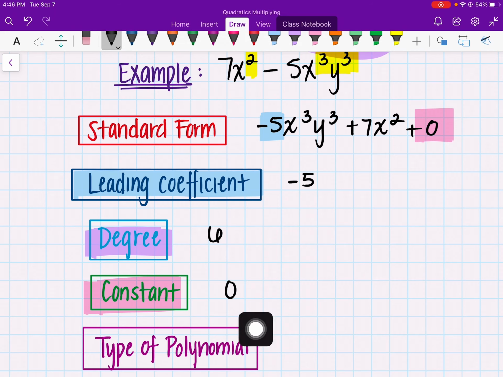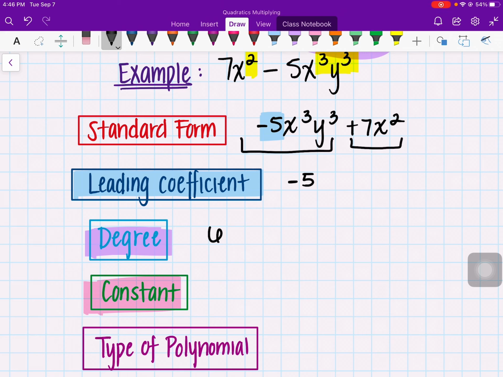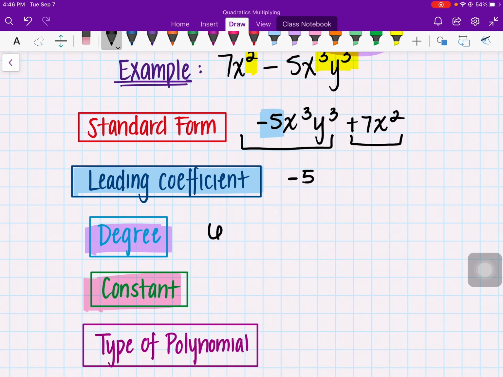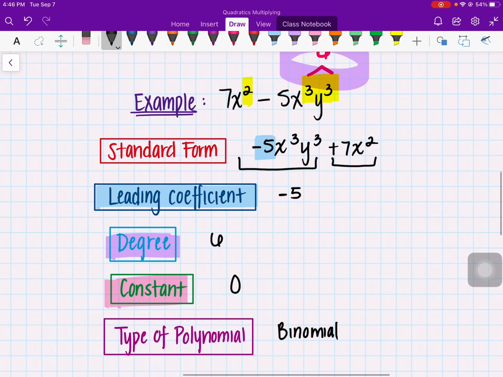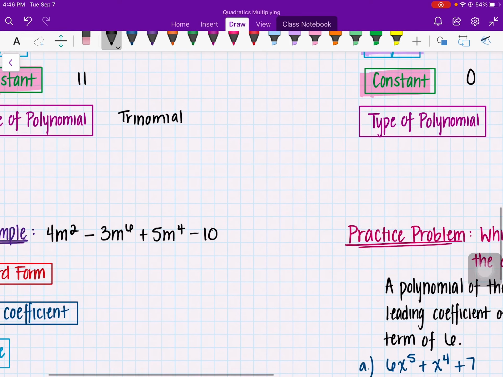And the last thing in this case is the type of polynomial expression. So in this case, it's just based off how many terms we have. So in this case, we have 1 and we have 2. So 2 in this case would be a binomial. And this once again was 0. All right, and let's go ahead and move on to the next one.